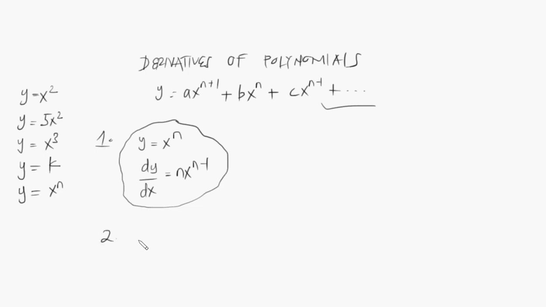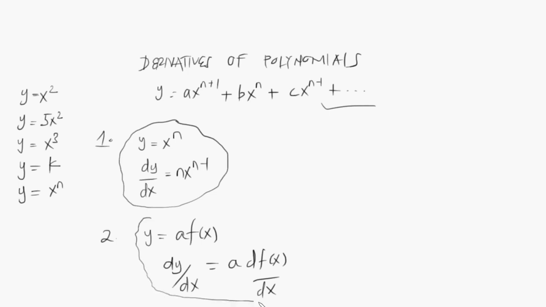Another principle is this: if you have a function y equals to a, where a is a constant, times a function of x, so the derivative now of y with respect to x is just a, that constant, times the derivative of the function f(x) dx. So you just deal with this function, okay, f constant kama unaitoa nje. So this is another principle that will help us in solving derivatives of polynomial functions.